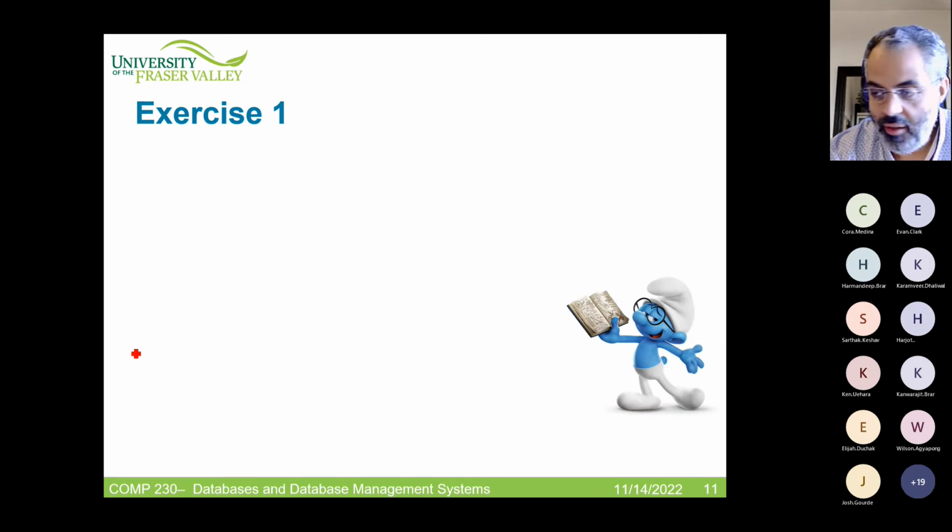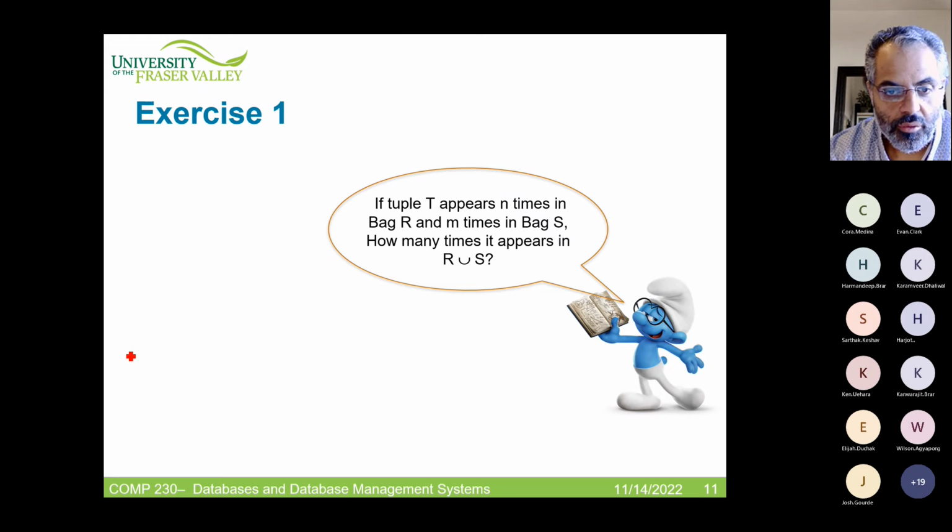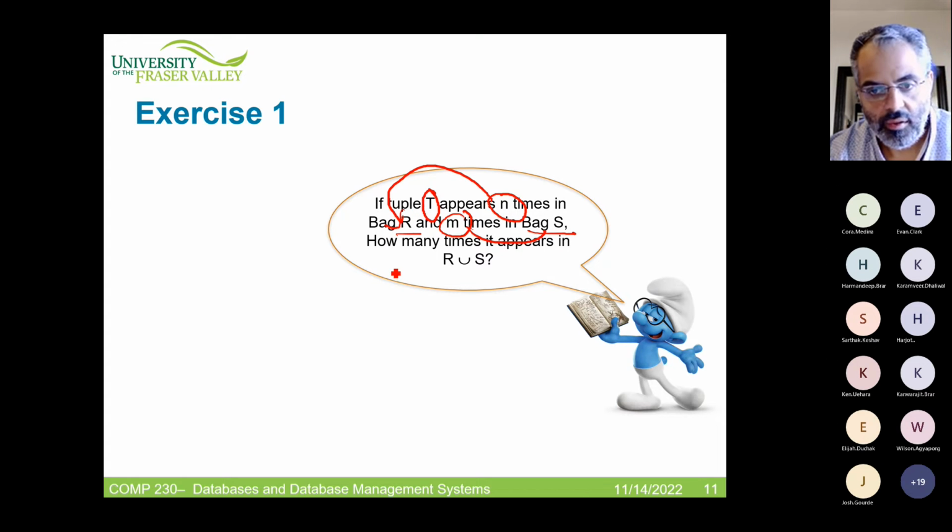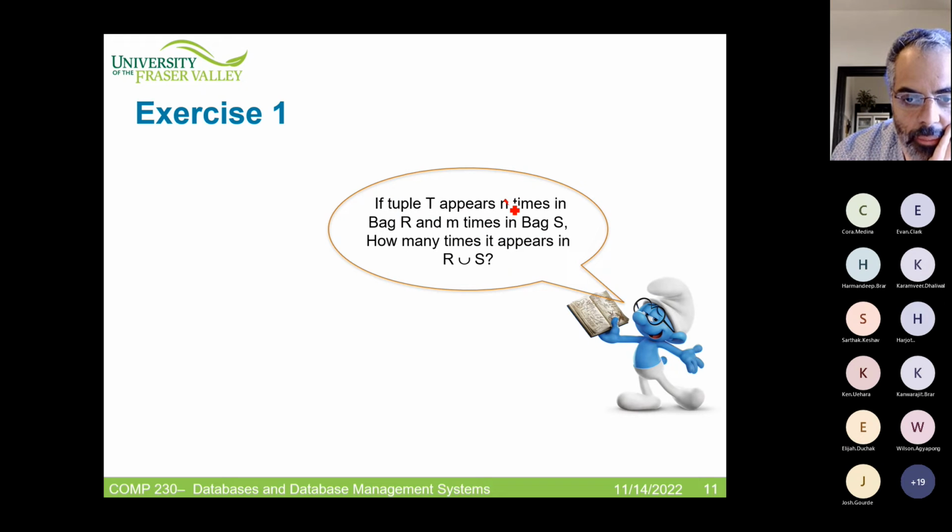Brainy is asking the first question for today. If a tuple T appears n times in bag R and m times in bag S, how many times does it appear in R union S? So again, it appears n times in R and m times in S. How much will it appear in R union S based on what we have already seen?